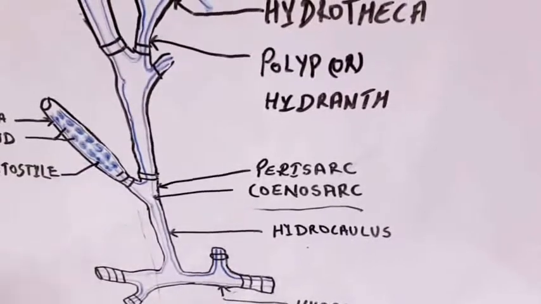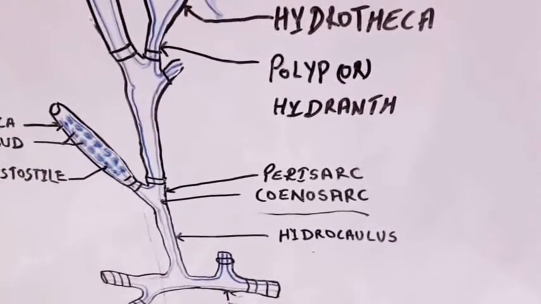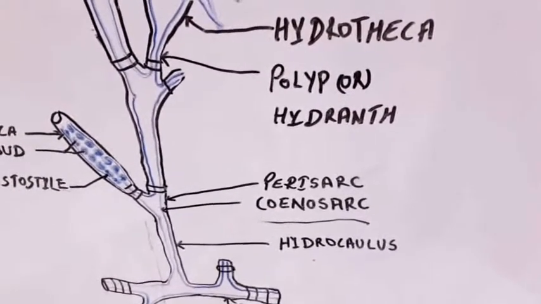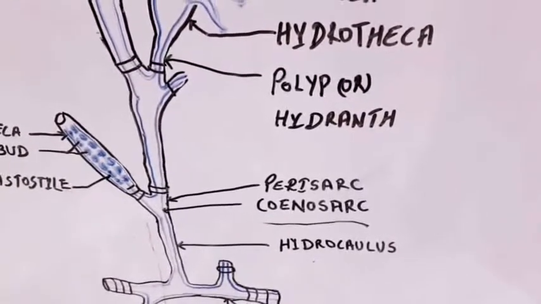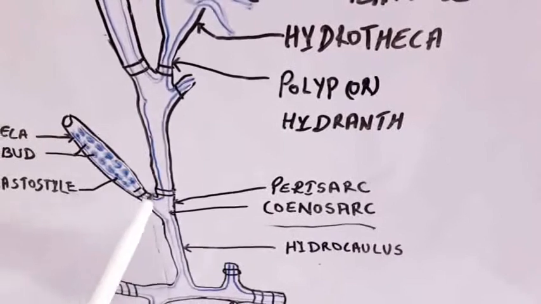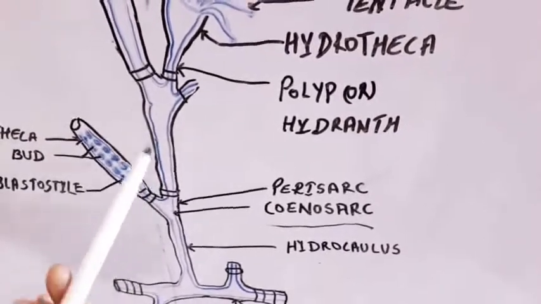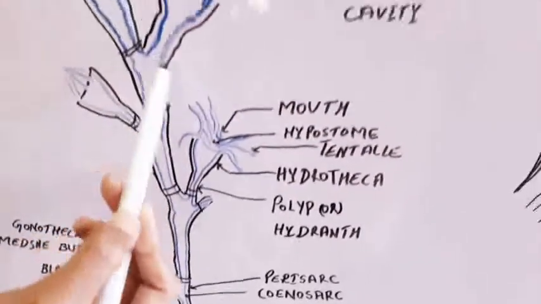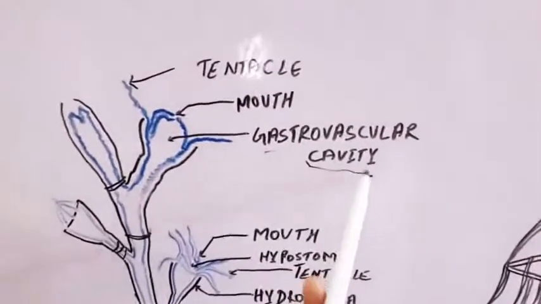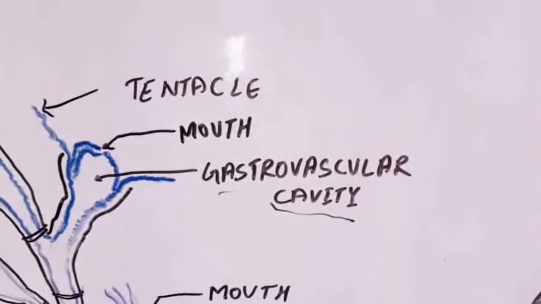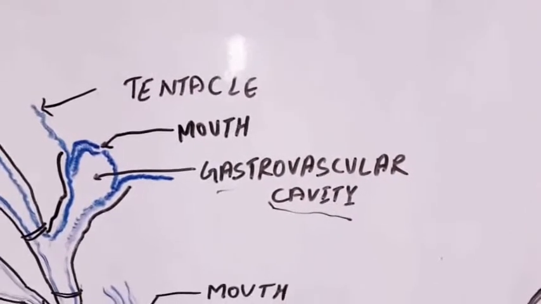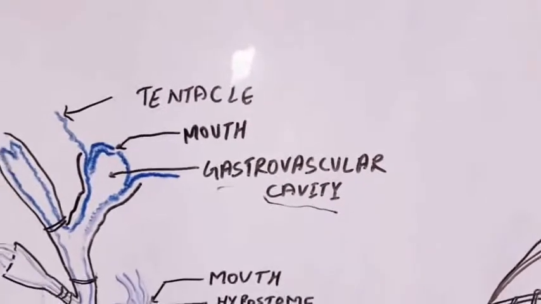Then the body of this coenosarc is enclosed by a large cavity. The coenosarc encloses the large cavity that is called the gastrovascular cavity, which is enclosed by the coenosarc.